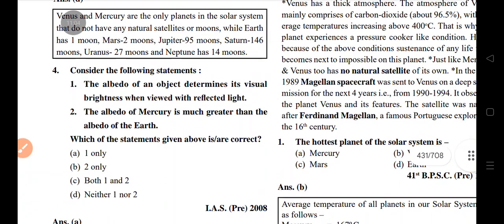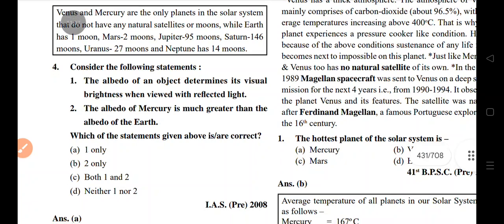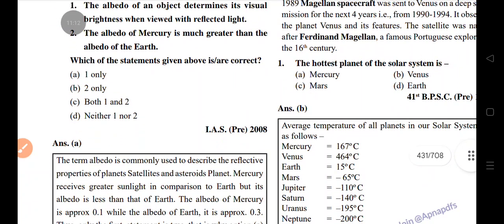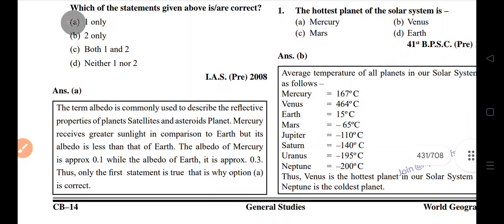Albedo is the property of an object that determines its visual brightness when viewed with reflected light. Mercury receives greater sunlight in comparison to Earth, but its albedo is less than that of Earth.